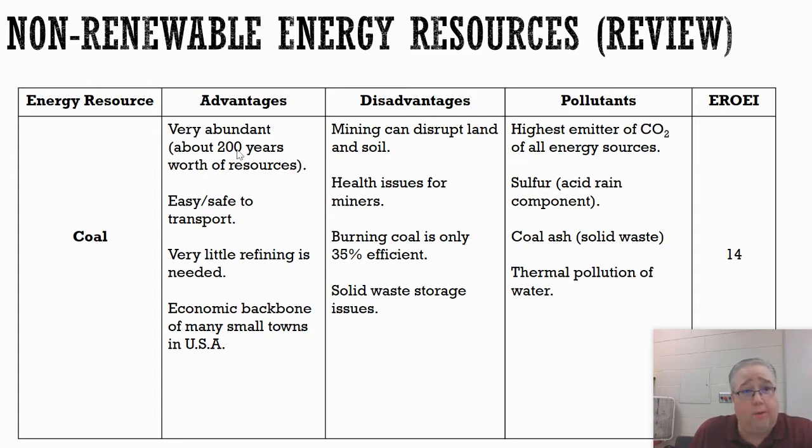So, for example, the advantages of coal: it's very abundant. We do have quite a bit of it. We're not going to run out of it anytime in the near future. It's easy to transport. We don't have to do much to it in order to use it as a fuel source, even though we probably should do something to it before we use it. And again, it's the economic backbone of a lot of areas in the United States.